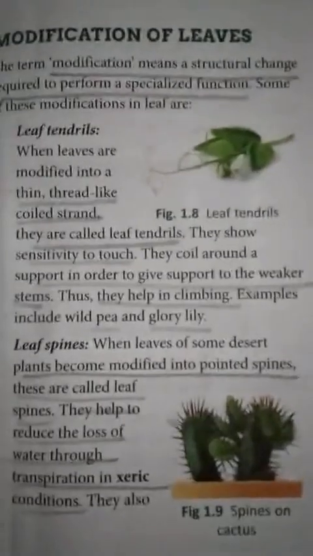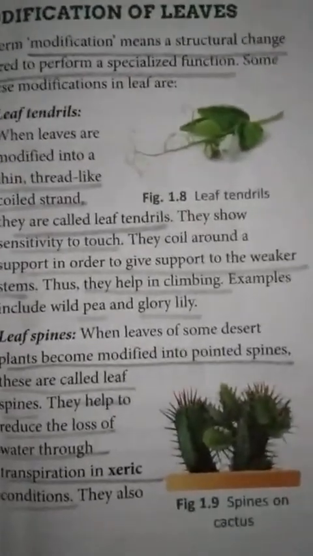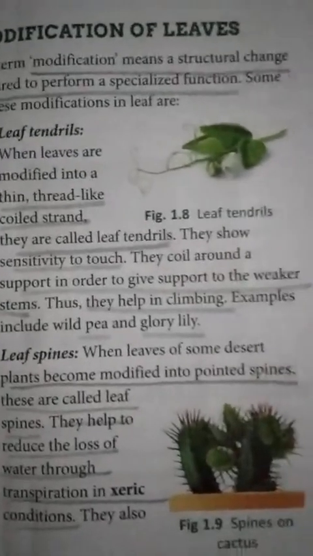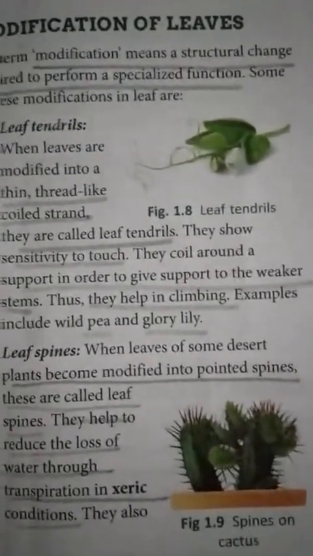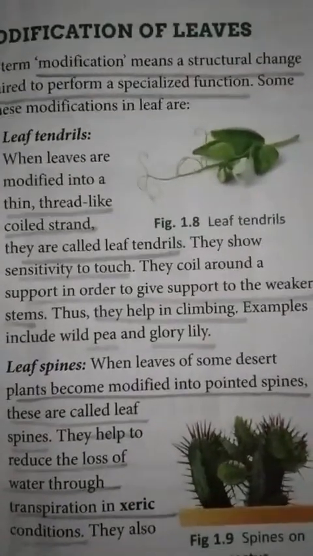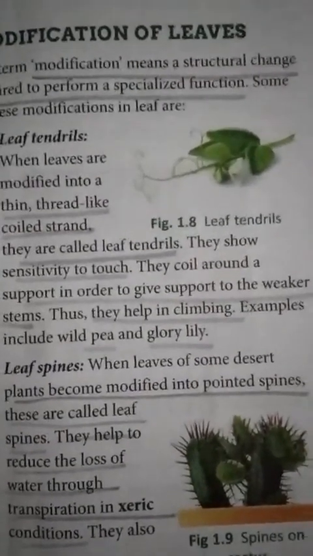Okay, and the examples are wild pea and glory lily. Now, leaf spines. All of you must have noticed this in nearby areas also. Have you seen the cactus? In the cactus, the leaves are modified into spines. Why? In order to reduce the loss of water from the surface.